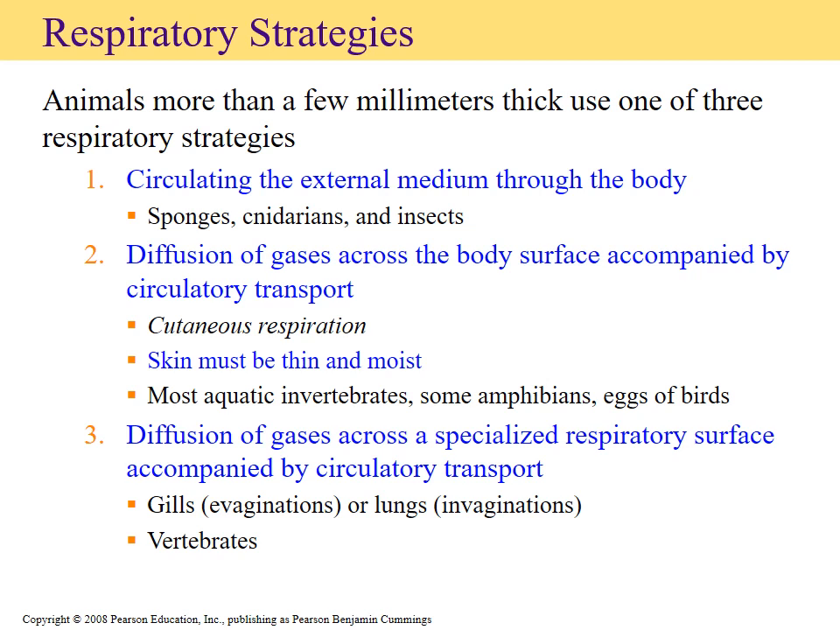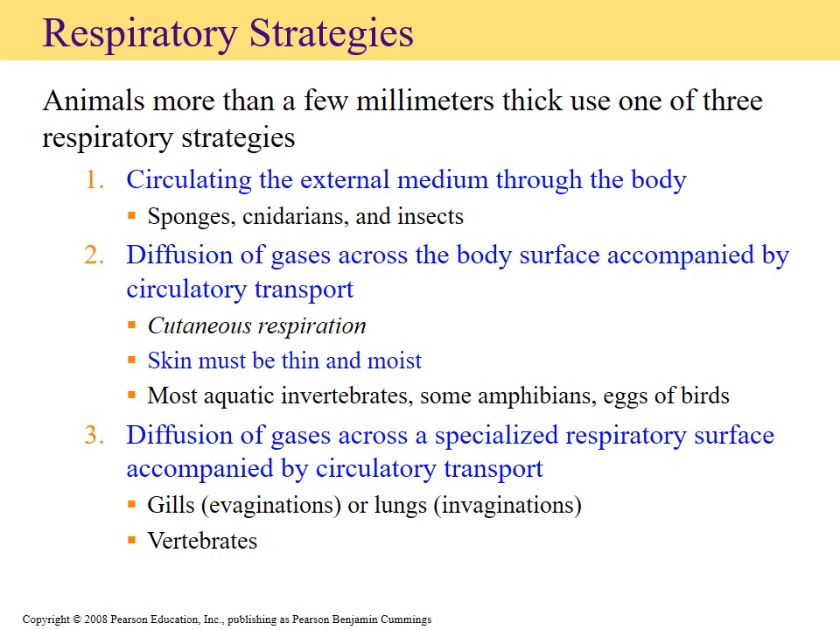In fact, cutaneous respiration refers to the fact that the skin is relatively thin and moist, and gas exchange can occur through it as well. The problem with having the skin thin and moist is that these animals are often confined to some type of water environment because of the requirements of the skin, and also because it's thin, it leaves the skin relatively vulnerable to any type of predators that might be on the lookout for a delicious meal.